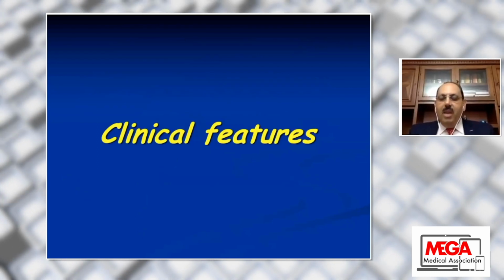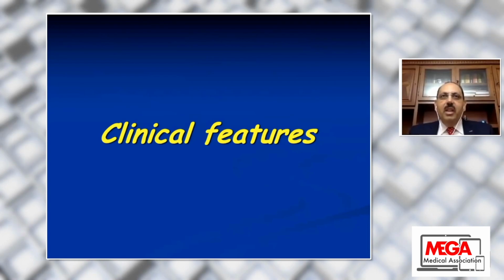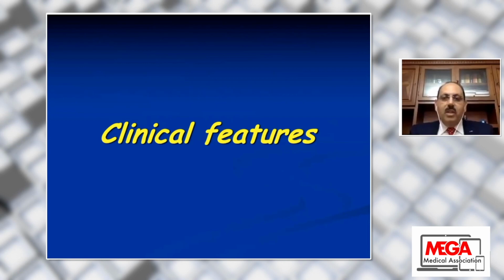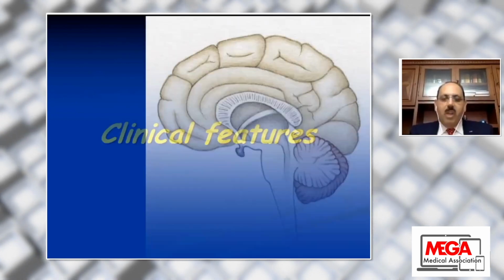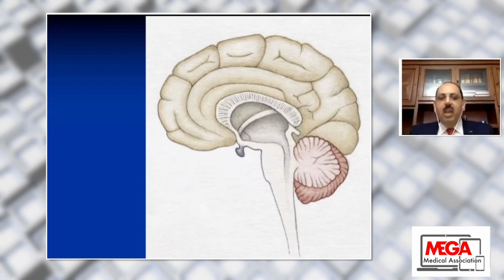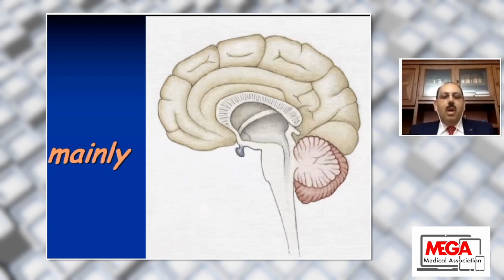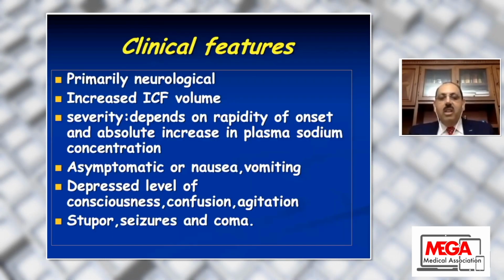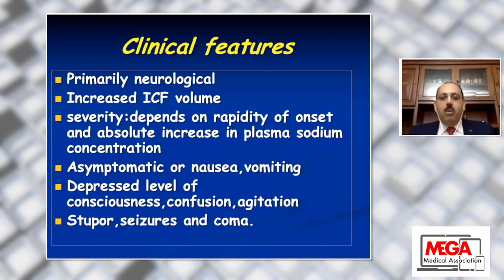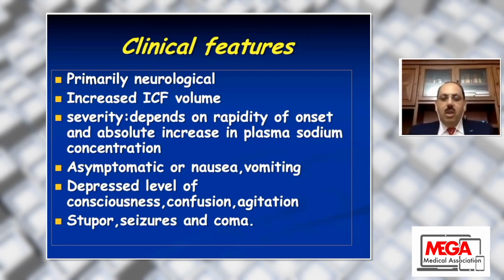As for the clinical features, usually we have an increased intracellular volume and cellular edema. So think about the brain. The neurological manifestation is the mainstay in hyponatremia. So either the patient is asymptomatic or starts with nausea, vomiting, depressed level of consciousness, confusion, agitation, stupor, seizures, and coma.